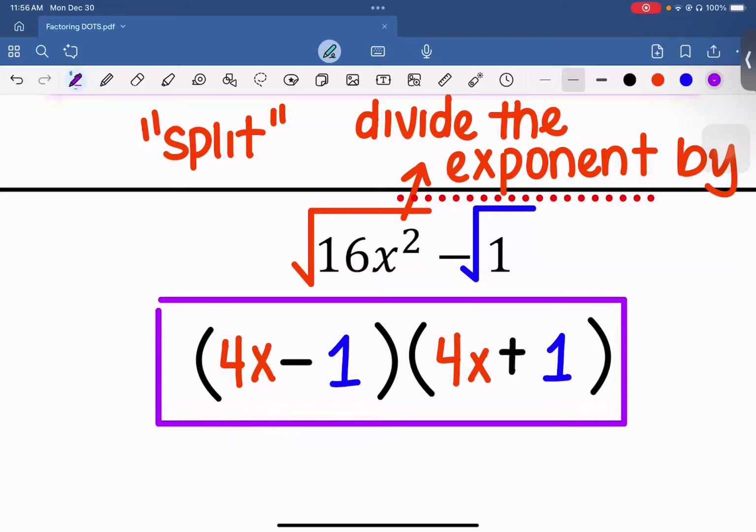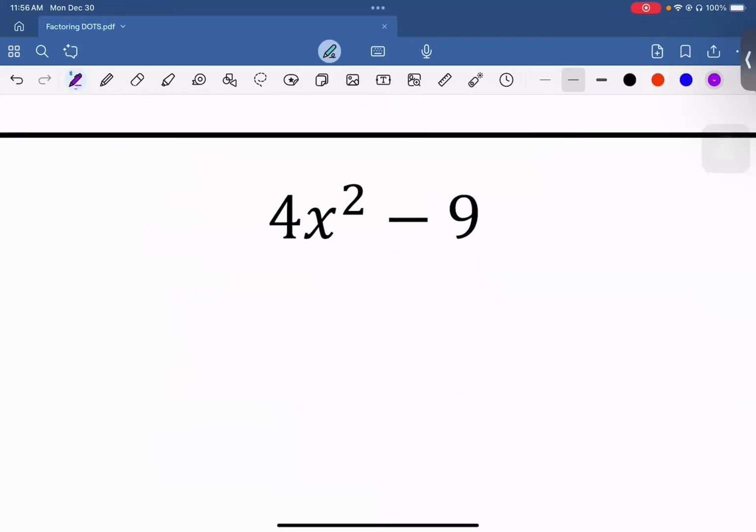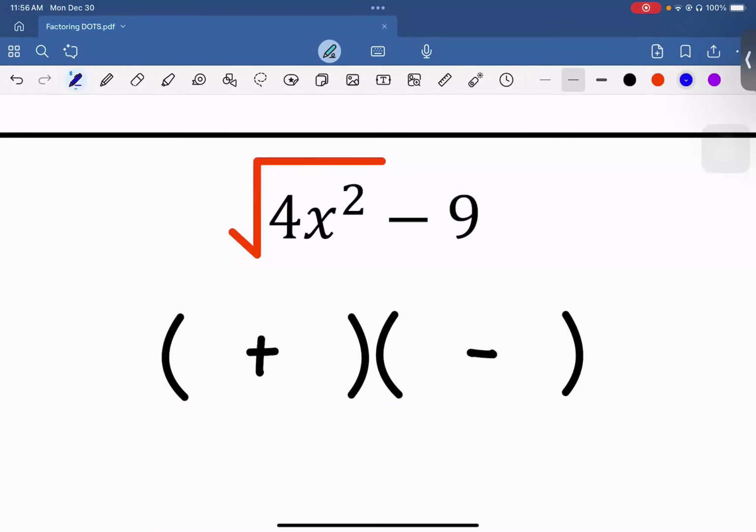We're good to go. Our next example over here, very similar to what we just did. I'm going to open up my parentheses. We should already be knowing what signs go in the middle. So I'm going to put a plus here, minus here. Again, the order of the plus and minus doesn't matter. We can switch it. I'm going to take the square root of both sides.